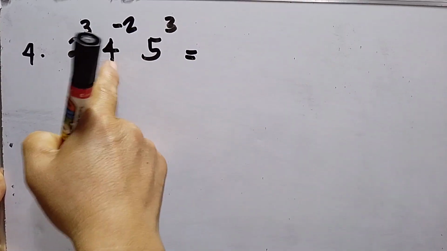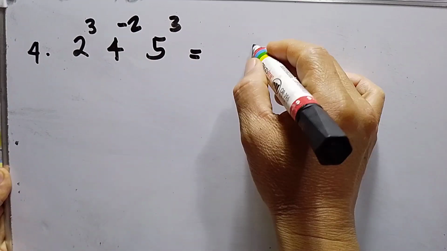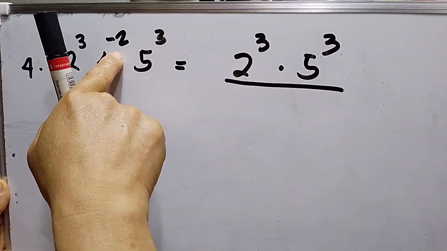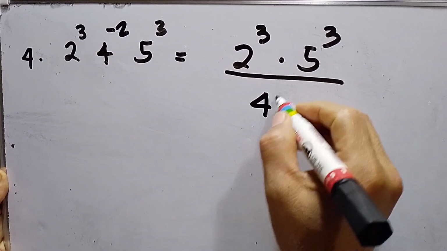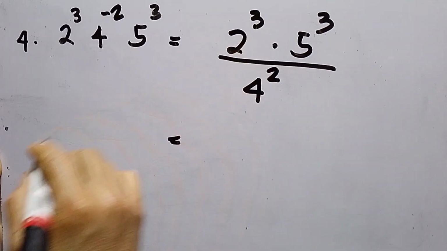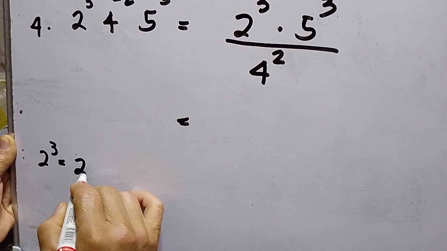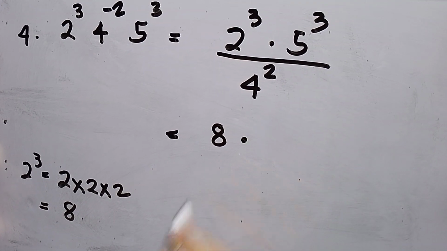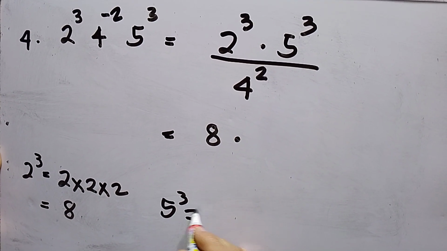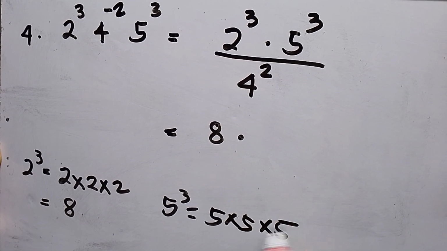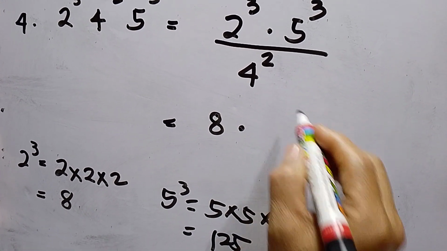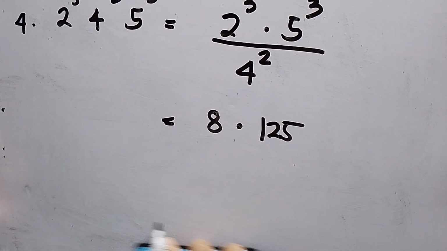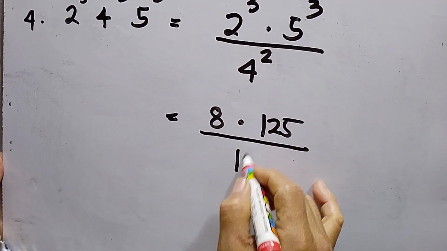So take note, this will be negative exponent. So this will be 2 to the 3rd power times 5 to the 3rd power over this one, because this is negative exponent. So this will be 4 raised to 2nd power. So what is 2 to the 3rd power? 2 to the 3rd power is equal to 2 times 2 times 2. So this is 8. So 8 times, how about 5 to the 3rd power? 5 times 5 times 5. So this will be 125. And then our denominator is 4 raised to the 2nd power. So this will be 16.